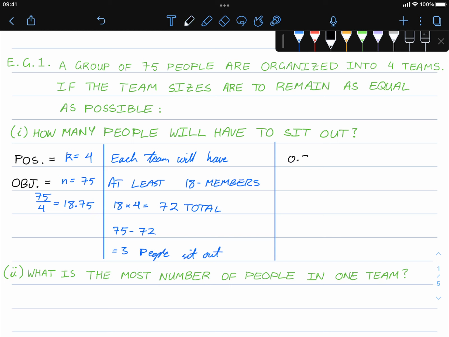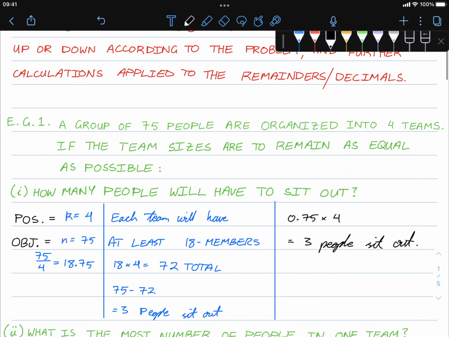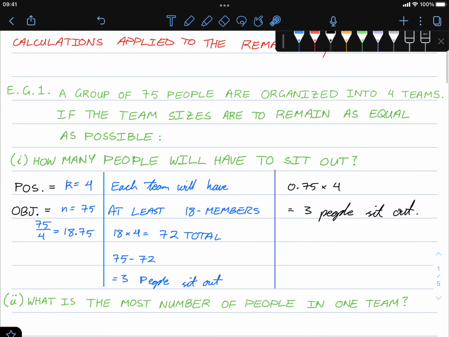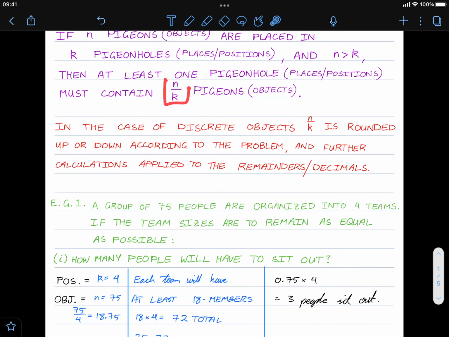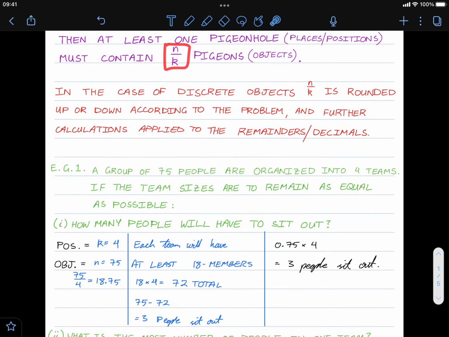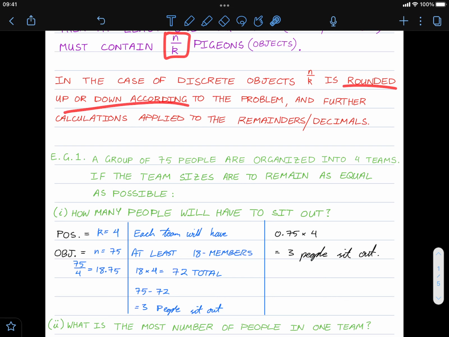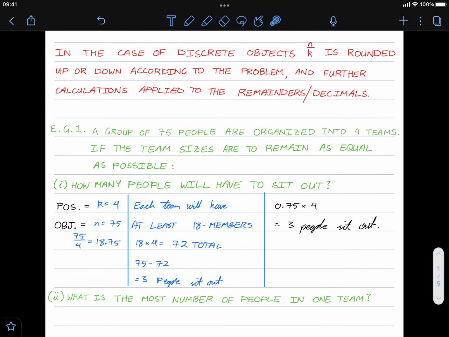An alternative way we can calculate this is just to consider the 0.75, and we multiply that by the 4 teams, or the 4 positions, and you still get 3 people that have to sit out. Okay, so I hope that gave you an insight into this idea of n divided by k and rounding up or down, and then doing some calculations on the remainders or the decimals.